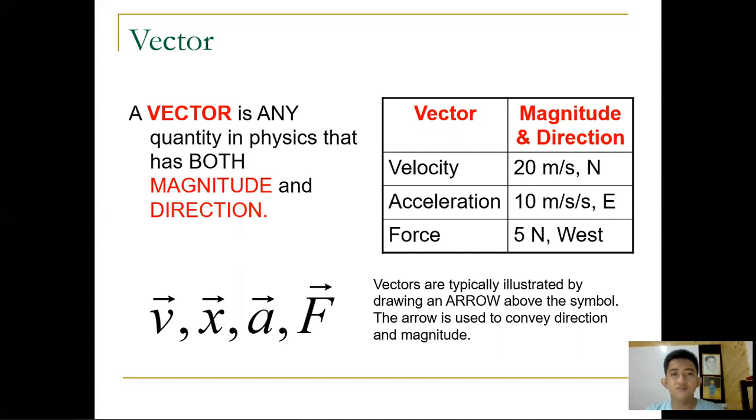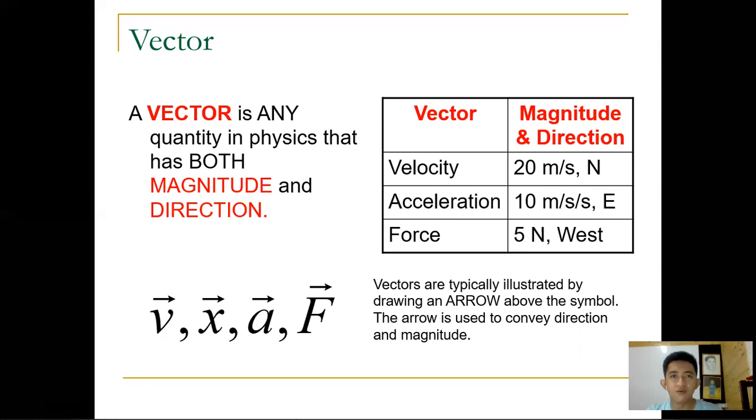For acceleration, we have vector acceleration. An example of this is 10 meters per second squared moving to the east. For force, we have 5 newtons west. Now let's take note that vector quantities can be represented by an arrow. We are going to draw a vector. We will draw it using an arrow.